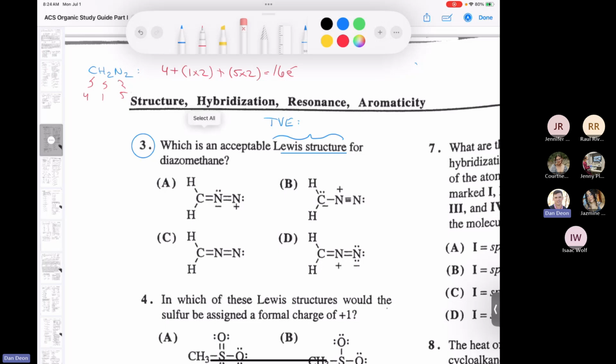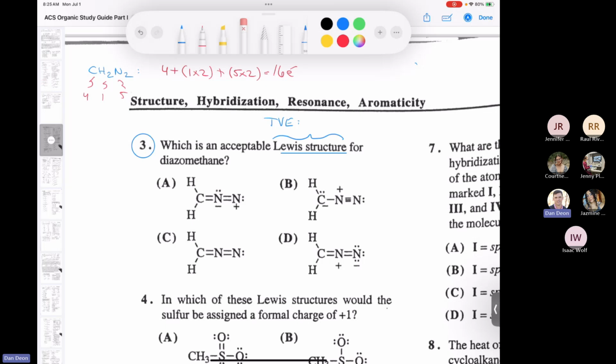Now, in the time that I've been rambling on here, did anybody notice anything that's just totally wrong in any of these? You're right, Jenny. What's the sin, the transgression that was committed in A? Could you tell me quickly? Just type it in the chat.